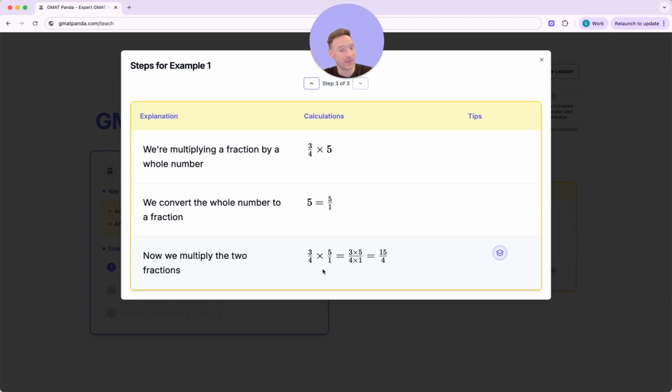We multiply the numerators together to get 15, so 3 times 5 equals 15. And we multiply the denominators together to get 4 times 1 equals 4. And we're left with 15/4. So if we take a step back, what are we doing here? When we're multiplying a fraction by a round number, that round number is just going to multiply the numerator of the fraction. Okay, so you notice that the 5 here has only had an impact on the numerator. It has not changed the 4 in any way.